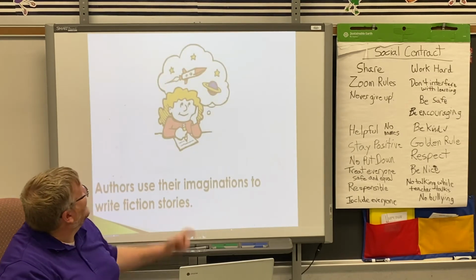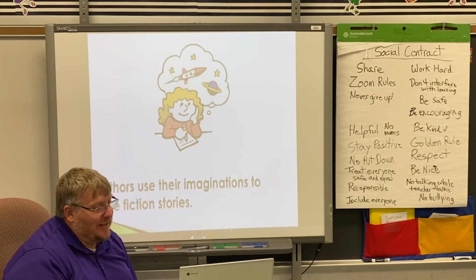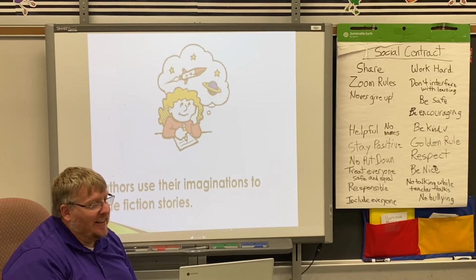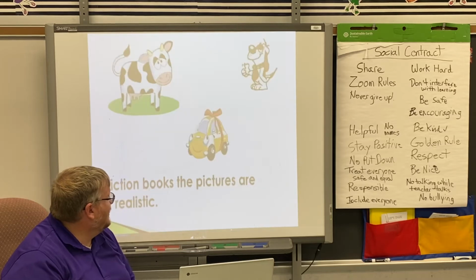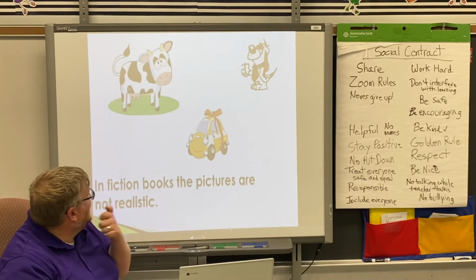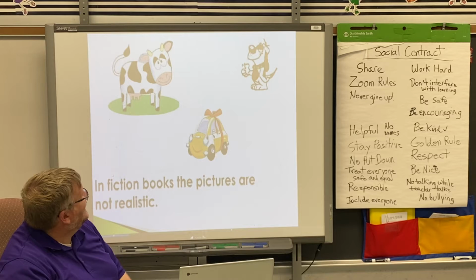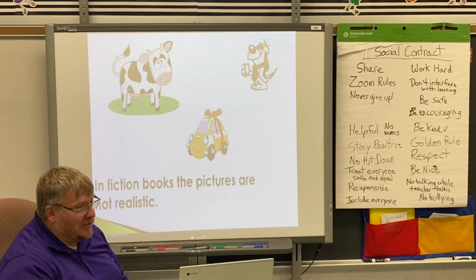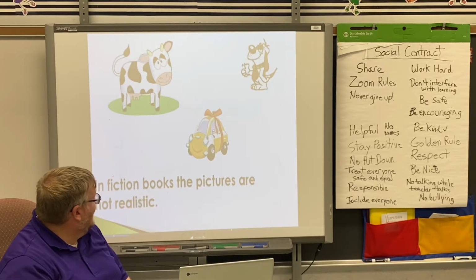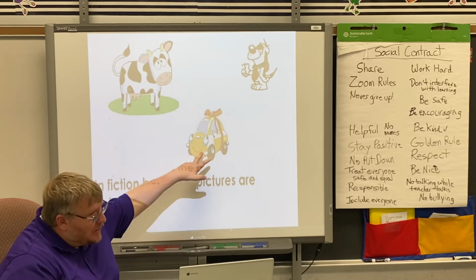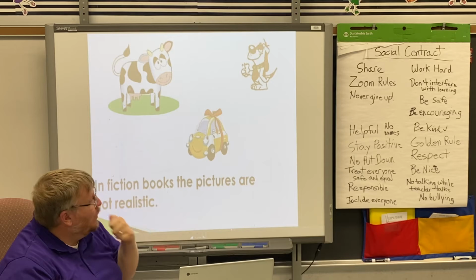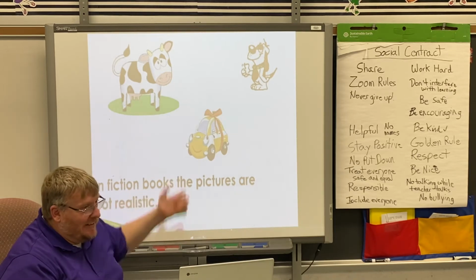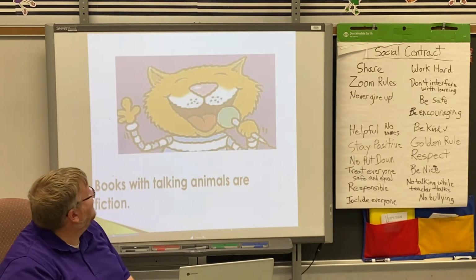That's pretty funny. Authors use their imaginations when they write fiction stories, and they usually make them up. They're not possible, and could never happen. Usually the pictures don't look very real either, as you can tell from the cartoon characters. It is possible to have a real car, a real cow, or a dog, but more than likely they're not going to look like that in real life.